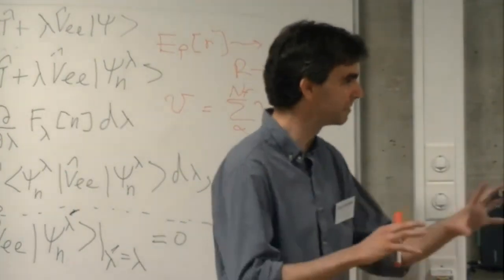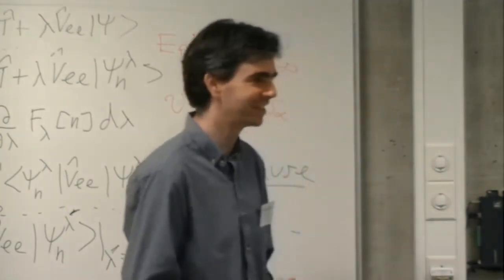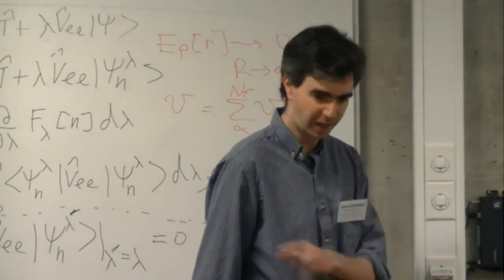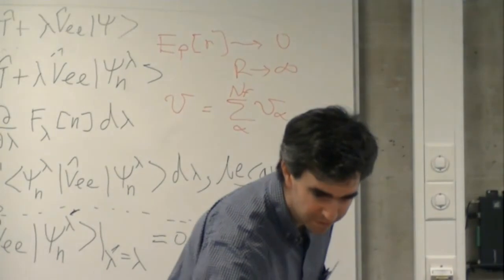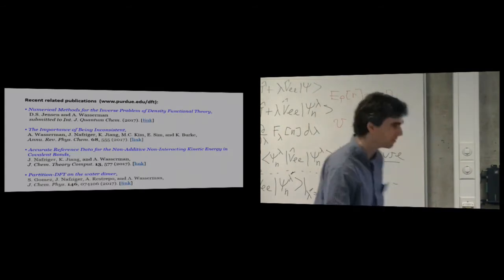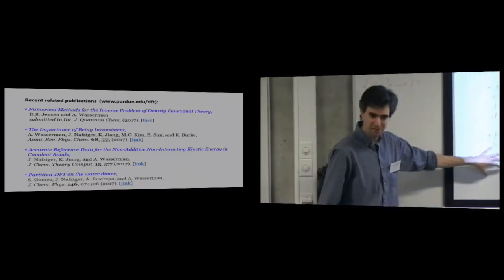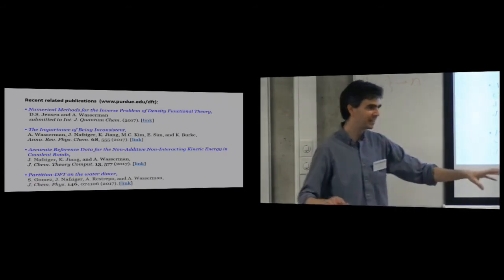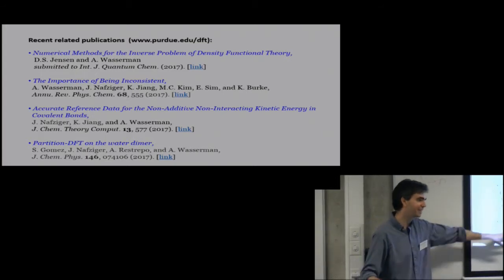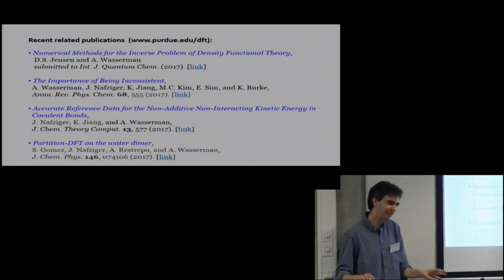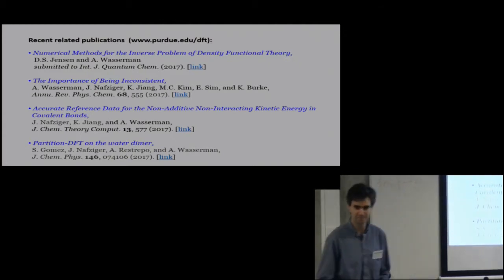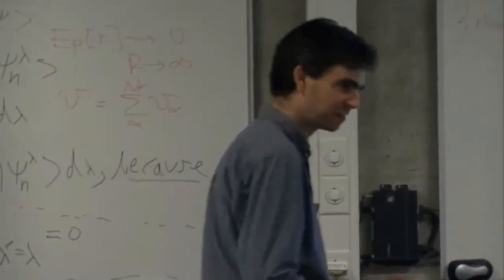But we are making progress, and I referenced one here. This is for the water dimer, and I didn't talk about it here because we fixed the occupation to 18 electrons on each one. So it's not really partition DFT because we're fixing 18 electrons on both monomers and hoping that there's not much charge transfer in the water dimer. That's what you need to talk about. But we are working towards doing this one properly.